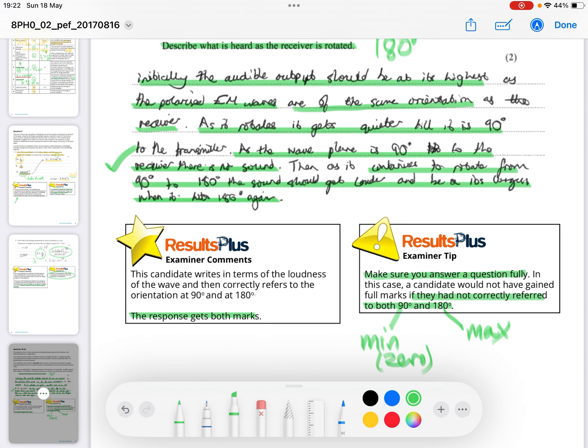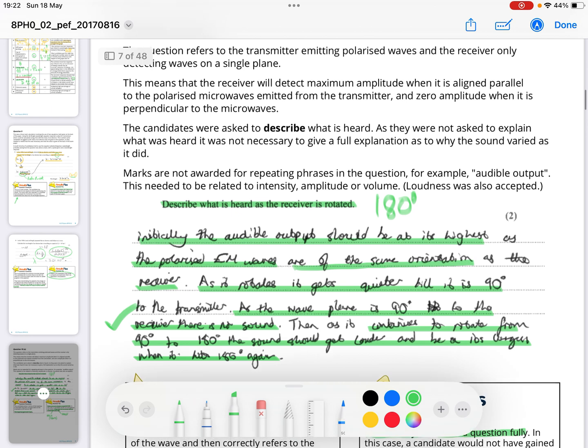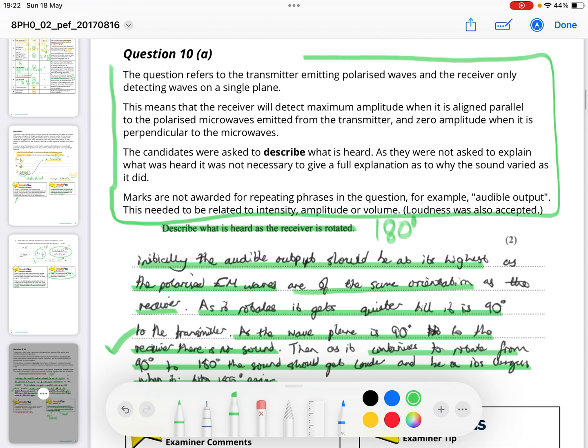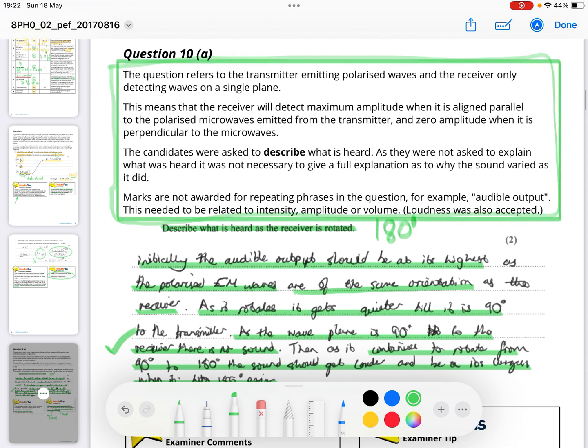Okay, you'll have to look at the question to make sure you understand what they're talking about, and you can stop this and read what the examiner's written here to help you. So this is a good, quick way of going through a paper.